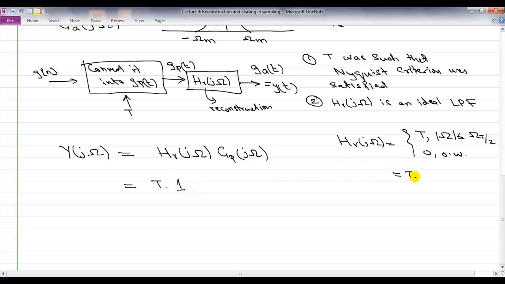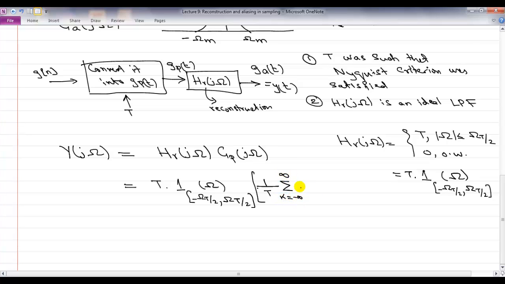I can equivalently write this as T times the indicator of minus omega t by 2 to omega t by 2 as a function of omega, which means that if my omega falls between this range, then this is 1, otherwise it is 0. So this is just a shorthand for this. And then remember the formula for Gp of j omega, which is 1 over T summation k from minus infinity to infinity, Ga of j omega minus k omega t.